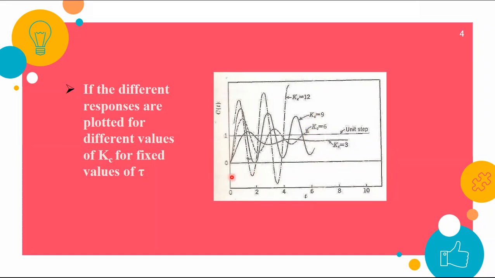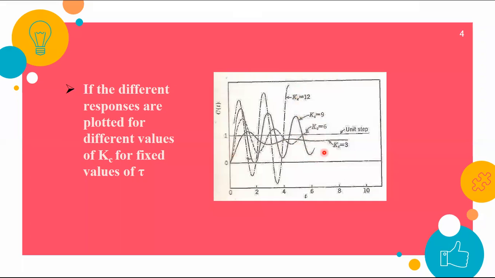So if we are going to plot the equation that you have derived out of the method of partial fraction that you have performed on the equation that I have shown to you in the previous slide, this will be the different form of the graphs. So for the lowest value of k sub c, this is the lowest k sub c value, the 3, and then it has been increased up to 12. You will notice that as we increase the k sub c, the degree of oscillation of the response increases.